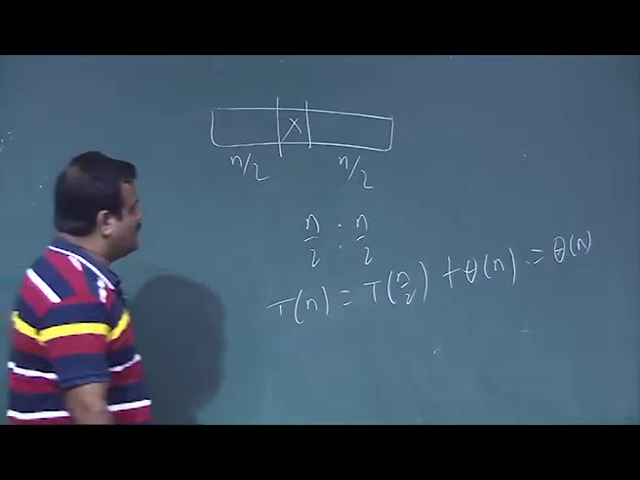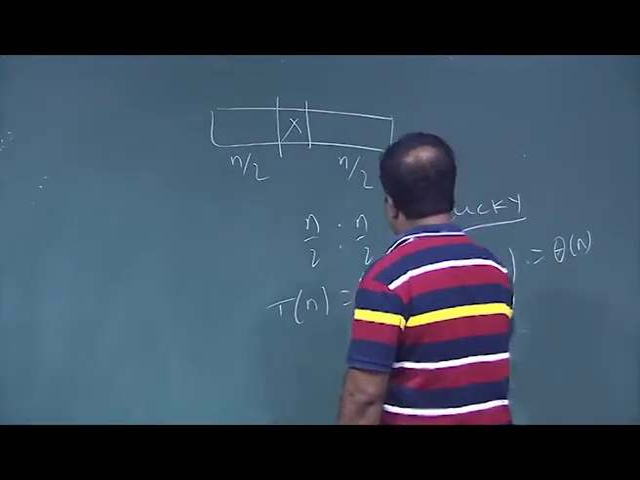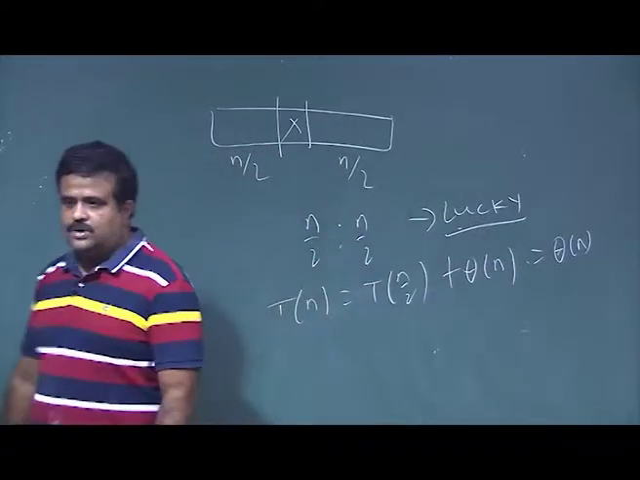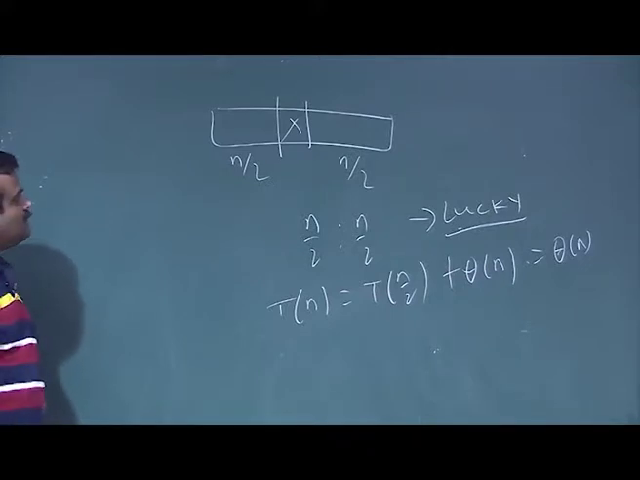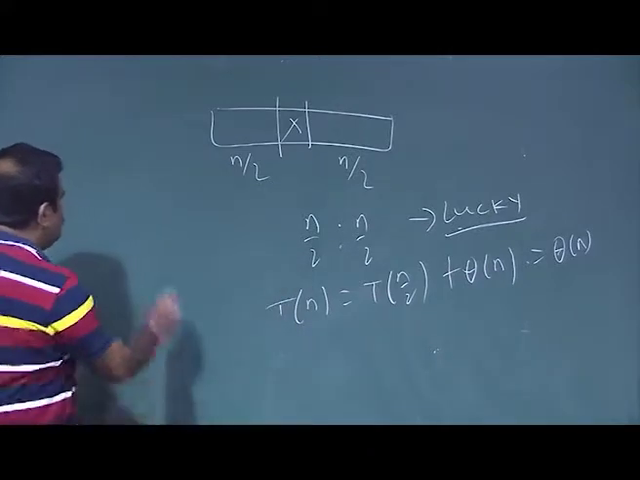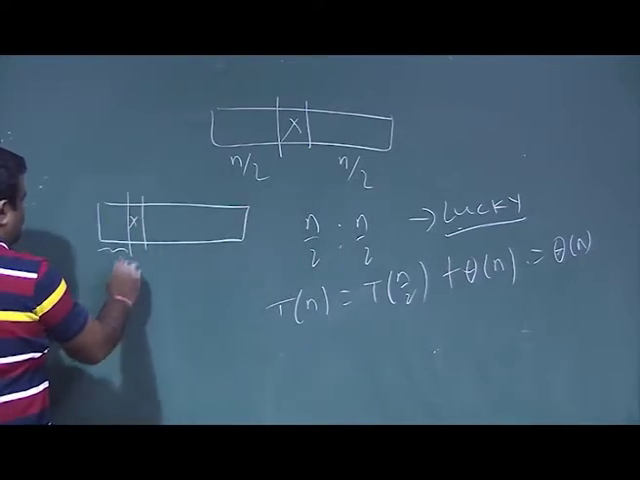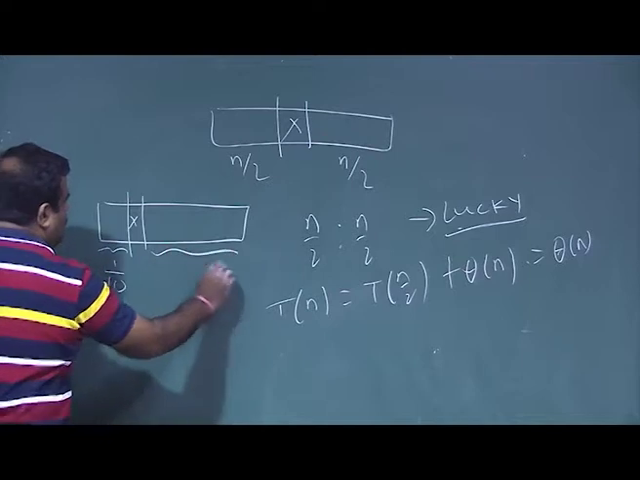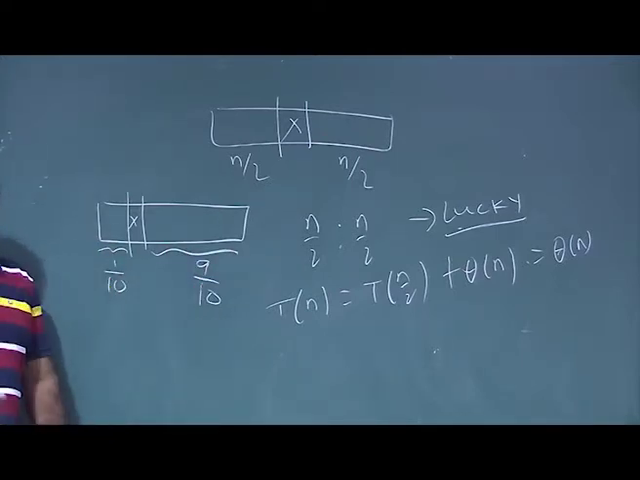This will give us theta of n, again by the master method. So, this is the lucky case, if the partition is this one. So, this is the best case. Now, we also have an almost best case. Suppose the partition is not that good, but suppose the partition is some little fraction, 1 by 10 and 9 by 10. Suppose this is the almost best case.